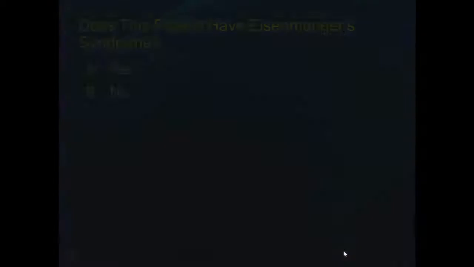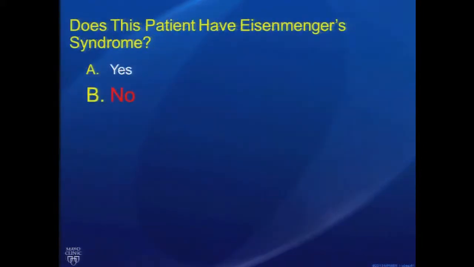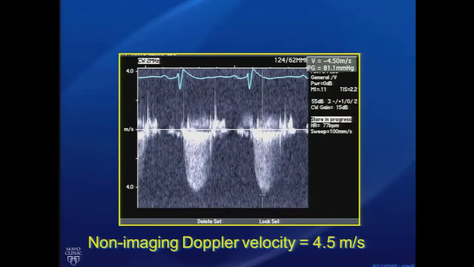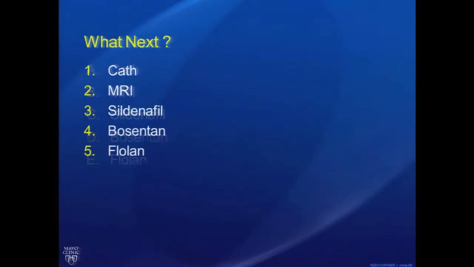Does she have Eisenmenger syndrome? Now we're split. So the 55% of you that said no, you are correct. This patient does not have Eisenmenger syndrome. She definitely has RV hypertension, but let's look at a couple features. This was her pulmonary outflow, 4.5 meters per second. So she had obstruction to pulmonary outflow. The pulse wave Doppler was okay, continuous wave high velocity through her pulmonary outflow. So she has RV hypertension with a big outflow obstruction.